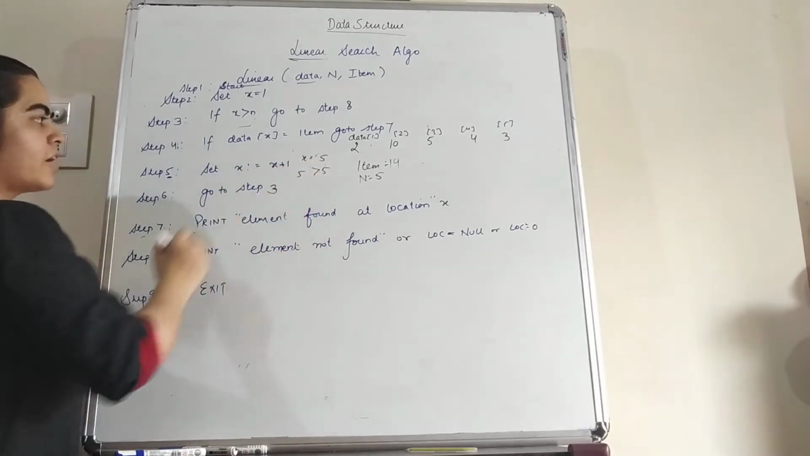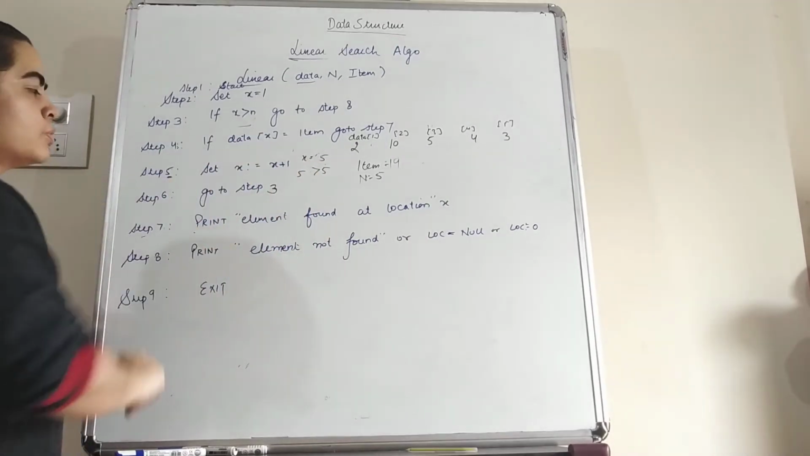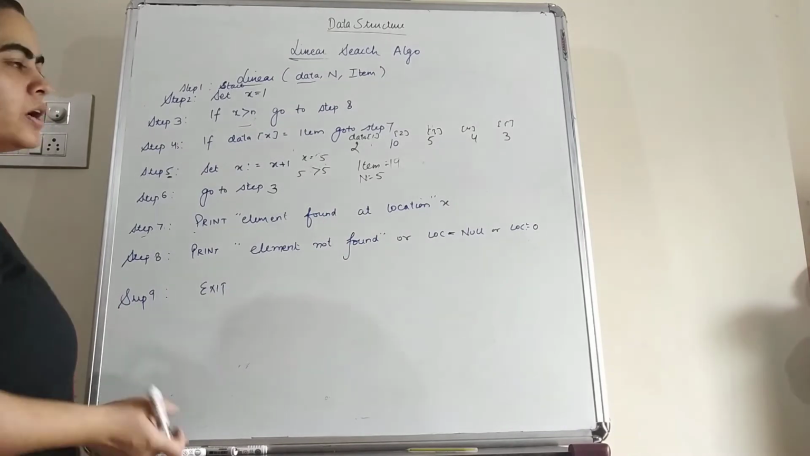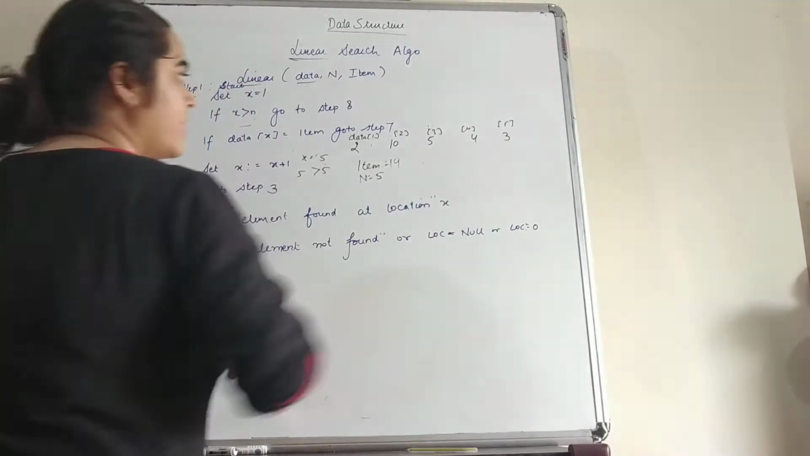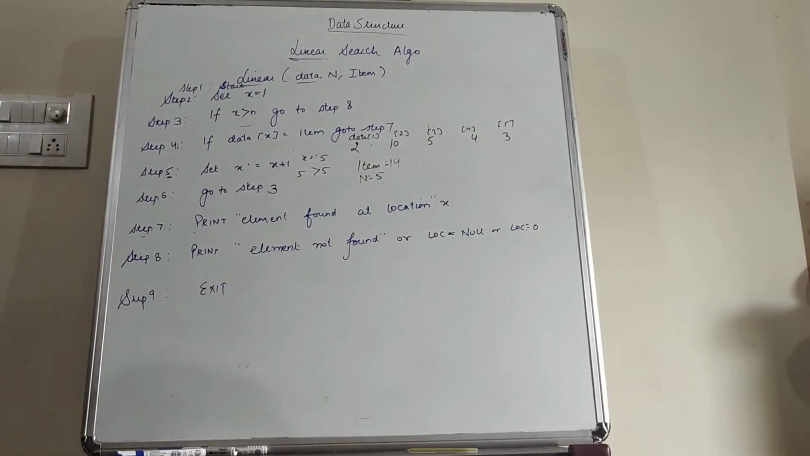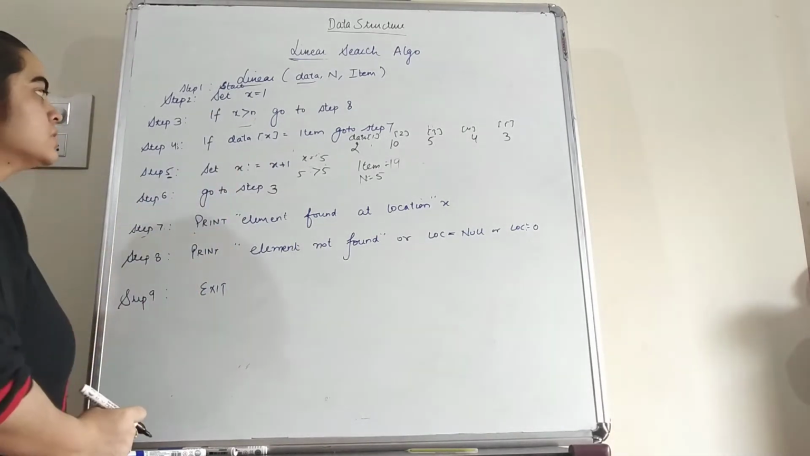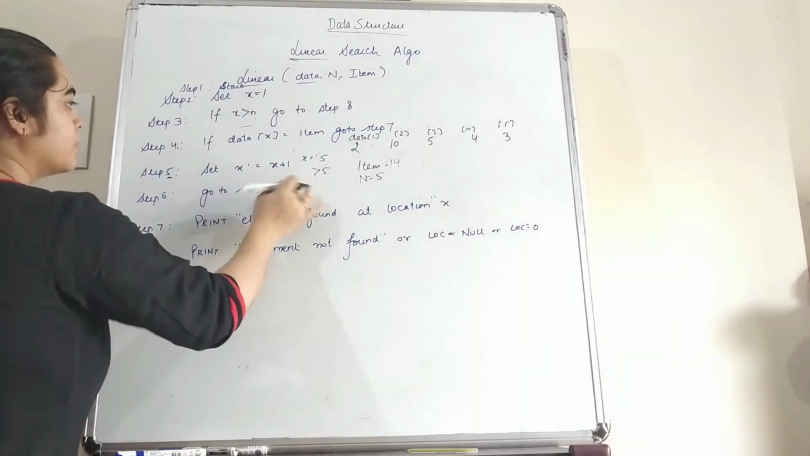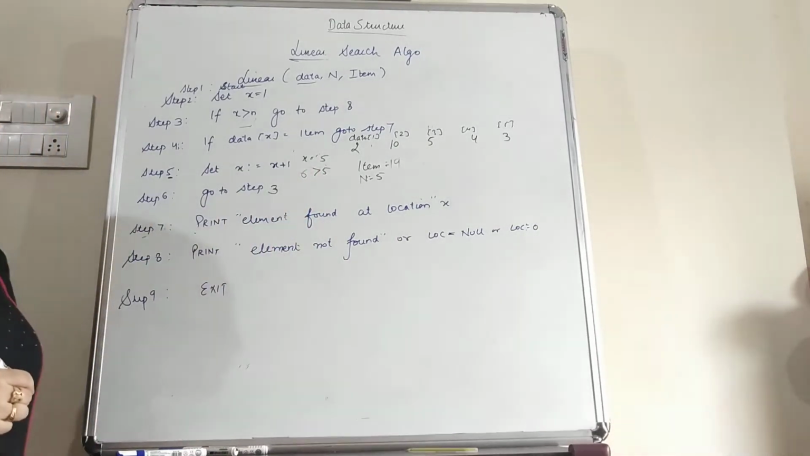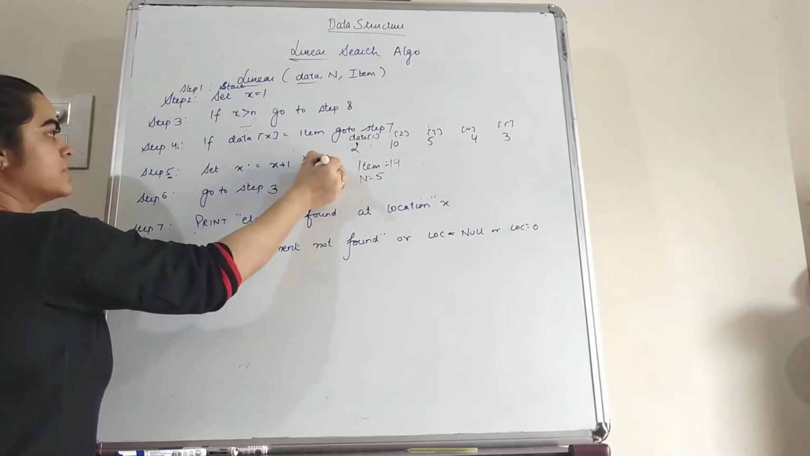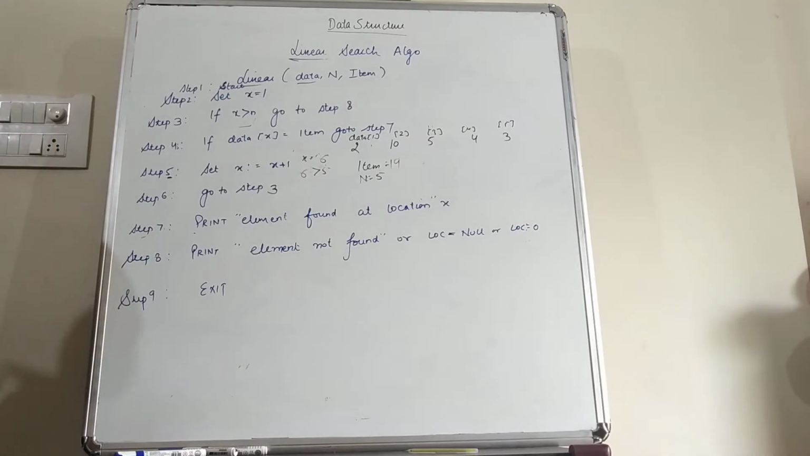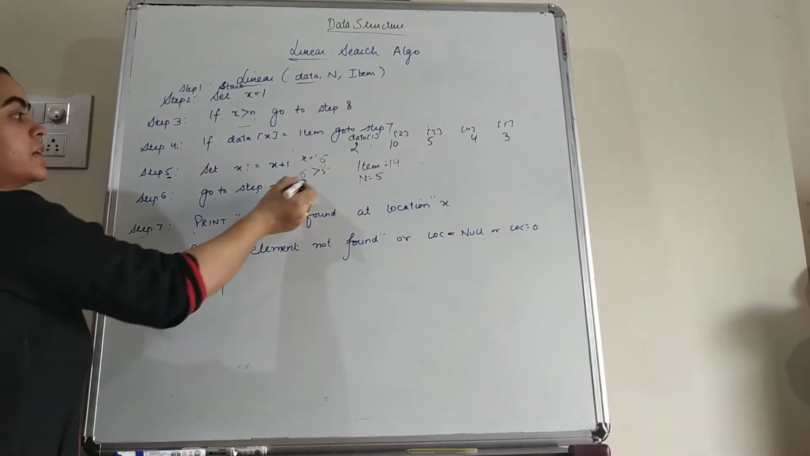5 is greater than 5? No. Again we can come to this step: data of 5 is equal to item? No, because in data of 5 we have 3 and the item which we are going to search is 19. So 3 is not equal to 19, again we can move to step number 5. So here step number 5 is 6 is greater than 5, because now x is incremented by 1, so 6 is greater than 5. Yes, 6 is greater than 5.